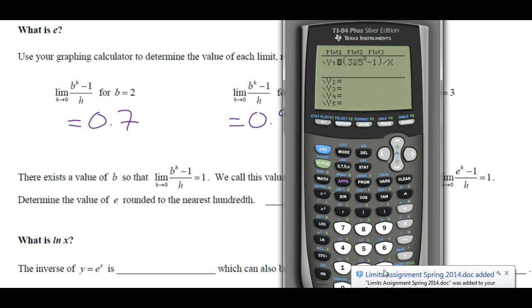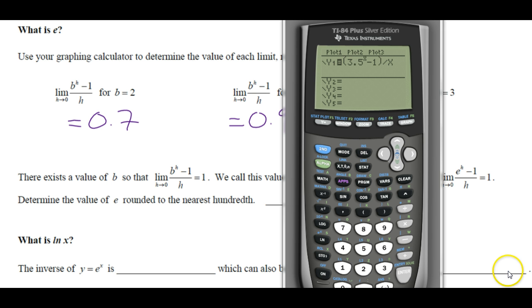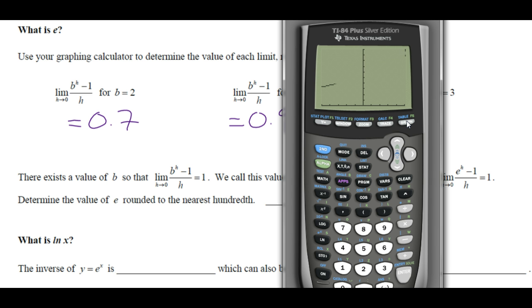So at this point, you could just go 0.0, or you could delete these two. So you could go delete, delete, delete. Okay, so there's 3 to the x. Graph that. 0.2, 0.4, 0.6, 0.8, 1, 1.2. This is around 1.1. Okay, go into the table. Yeah, okay, 1.1, close.